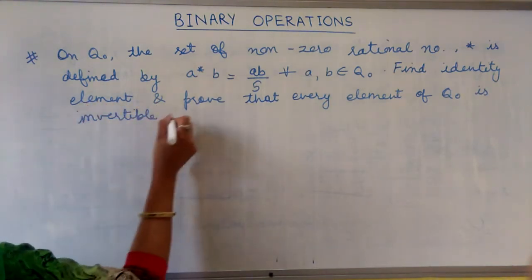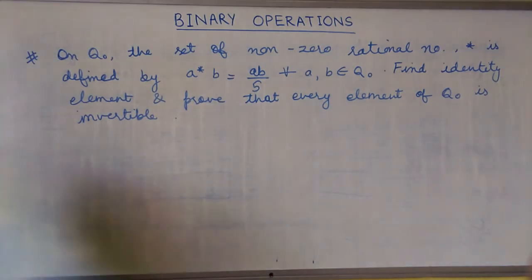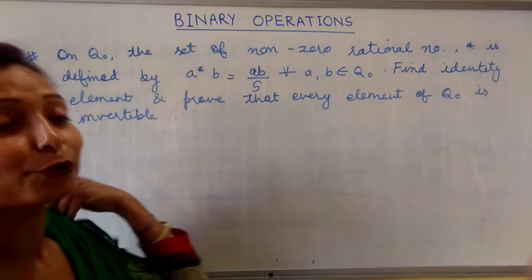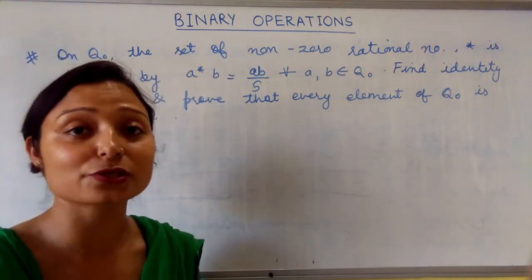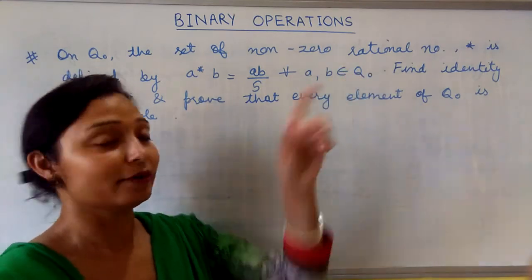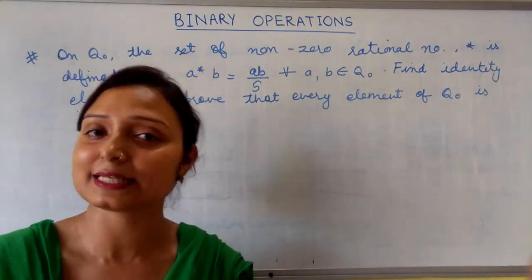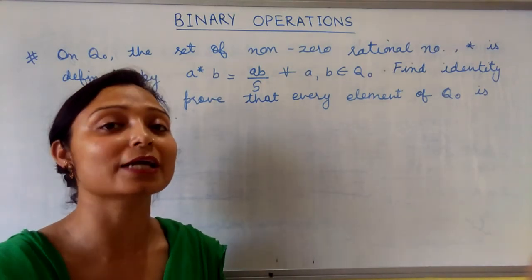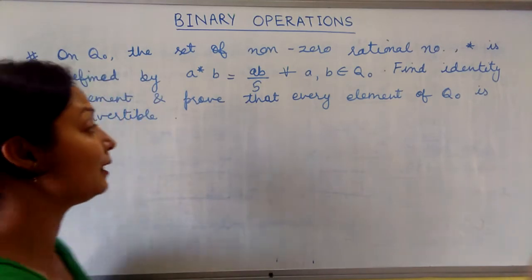We can find the inverse. If the inverse belongs to Q naught, we can say that it is invertible, and that is the inverse of that binary operation. But for finding the inverse we need the identity element. Okay, so let's start with the identity element. First of all we have to find the identity element.